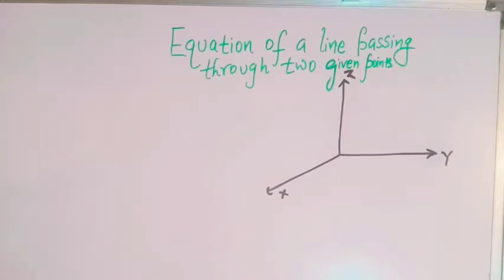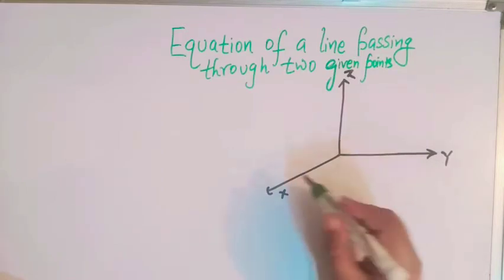Hello viewers, in today's lecture we are going to take up an important topic in three-dimensional geometry, that is the equation of a line passing through two given points. Now in our earlier video we have seen and derived the equation of a line passing through a given point and parallel to a given vector. Now here we have a line which passes through two given points.